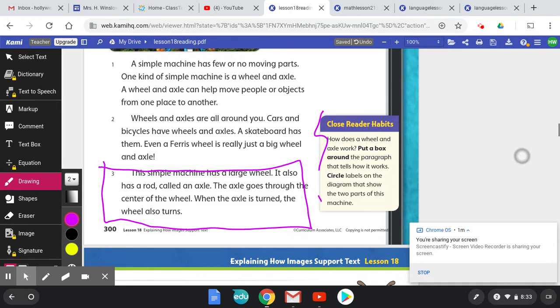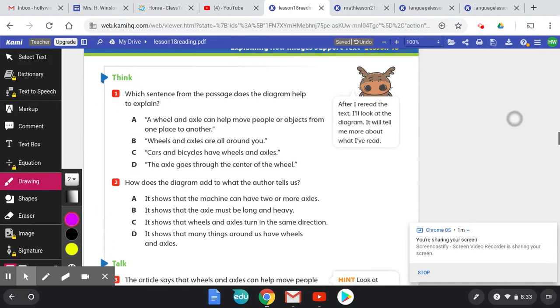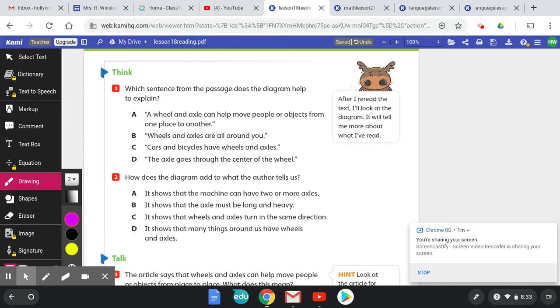So if we go over and look at the questions they have for this, it says, which sentence from the passage does the diagram help to explain? So which sentence does the diagram help to explain? Which one of these sentences? So I'm hoping that you chose D. The axle goes through the center of the wheel. And that is what the diagram actually shows you in the picture.